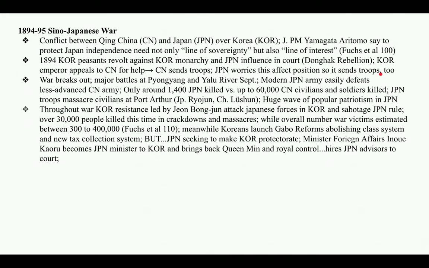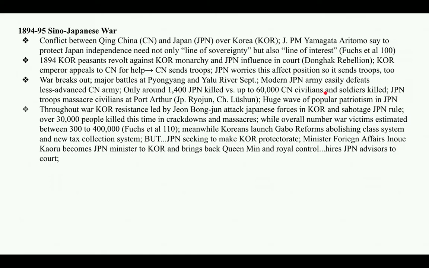Major battles were fought in Korea and into parts of neighboring China. Major battles at Pyongyang and the Yalu River. But the Japanese army had modernized much more quickly than the Chinese army, and it was able to rather easily defeat the Chinese army. So only around 1,400 Japanese were killed in this conflict, as opposed to 60,000 Chinese civilians and soldiers.